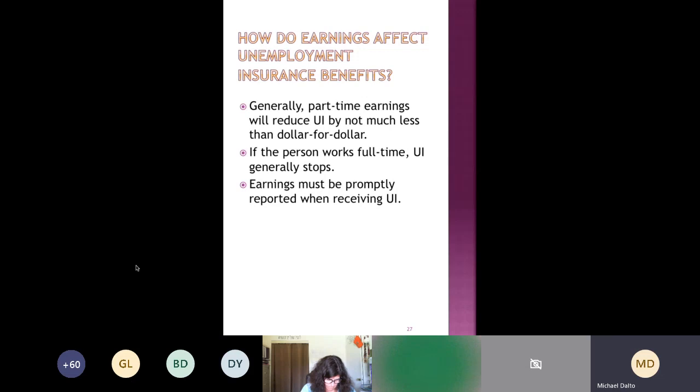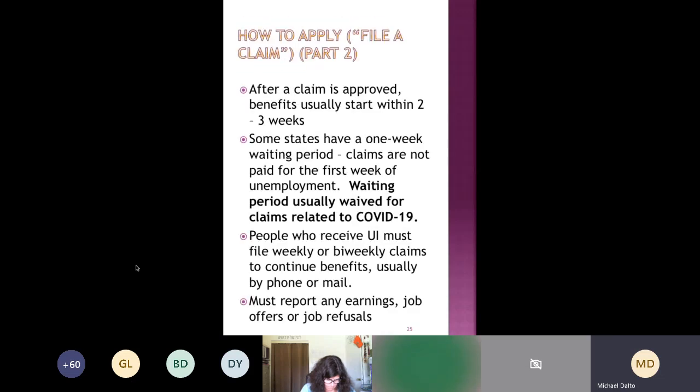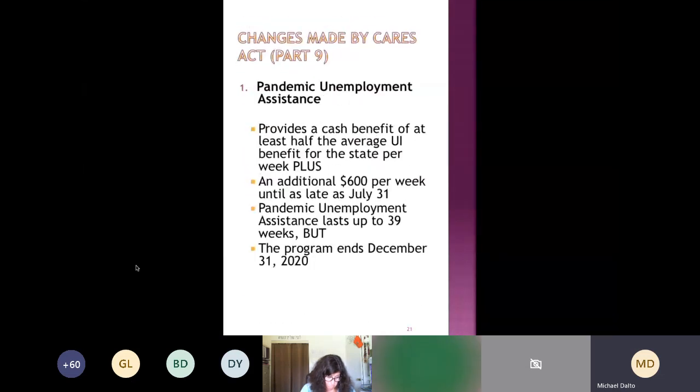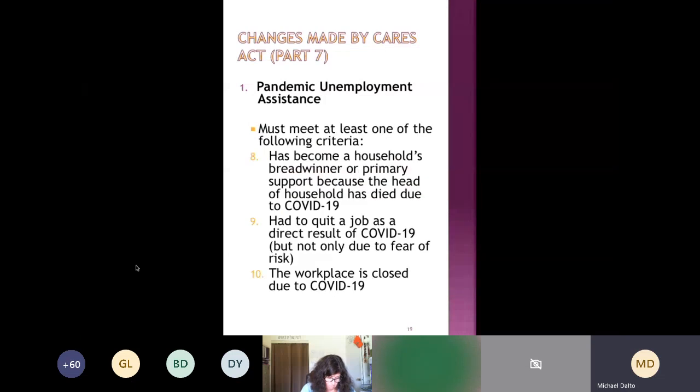Yes, I would think that person could be potentially eligible for pandemic unemployment assistance. Now, in the example you gave, you didn't say whether the job was on campus or not. If the job was on campus, and therefore the workplace was closed because the whole campus was closed, then that person would meet condition number 10.